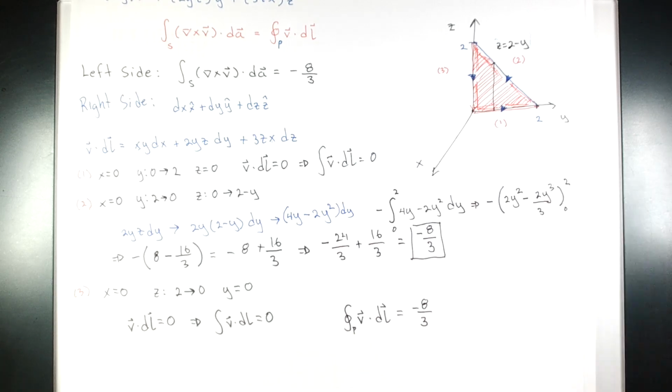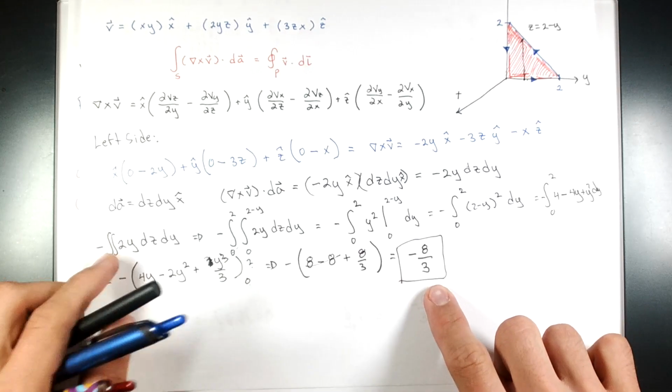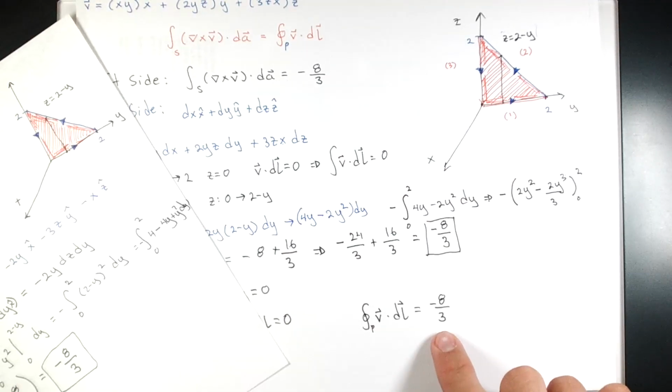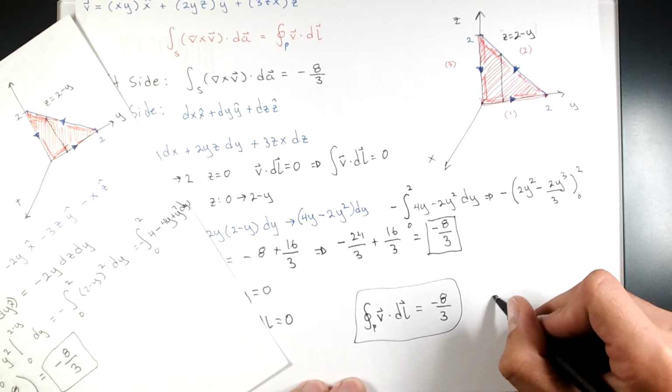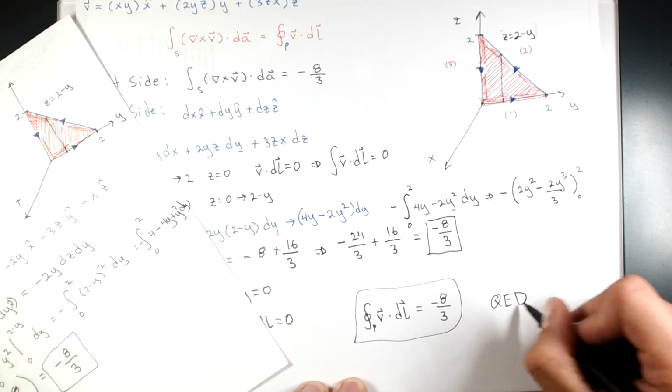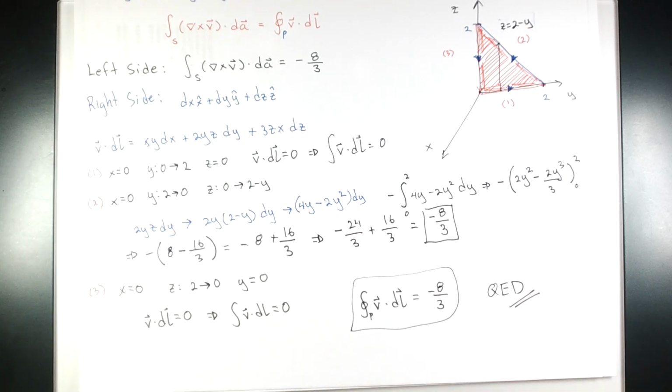So combining our results, from the left side we get minus 8 over 3, and in the right side we also get minus 8 over 3, which means that we have tested Stokes' theorem to be actually working.